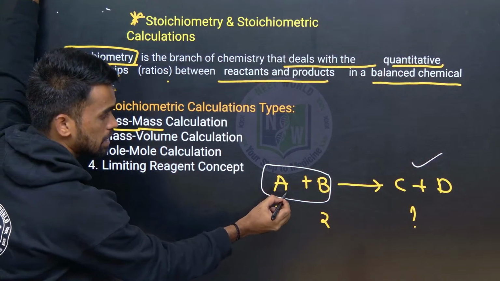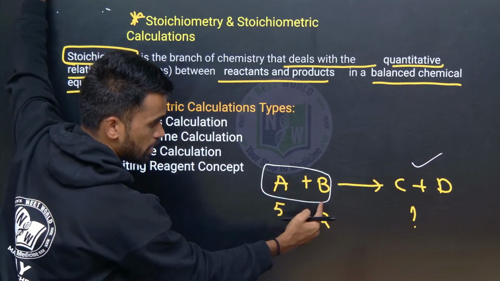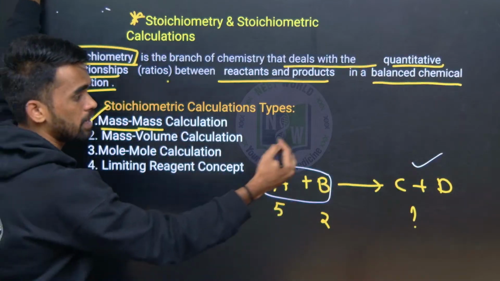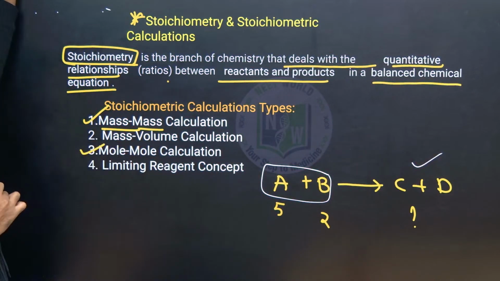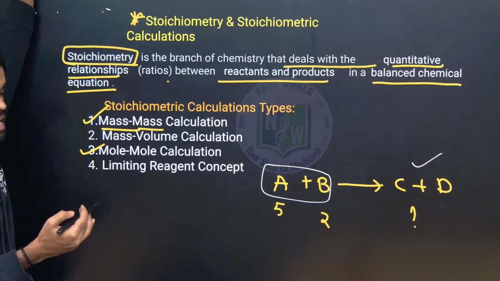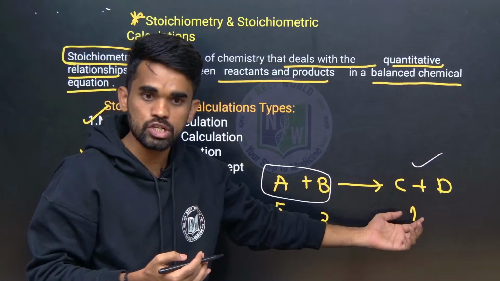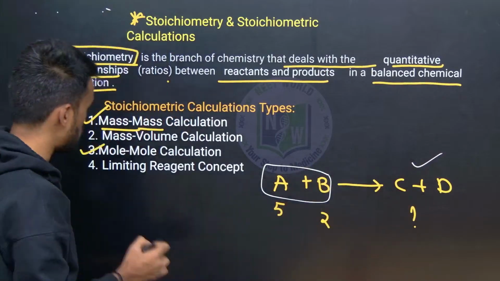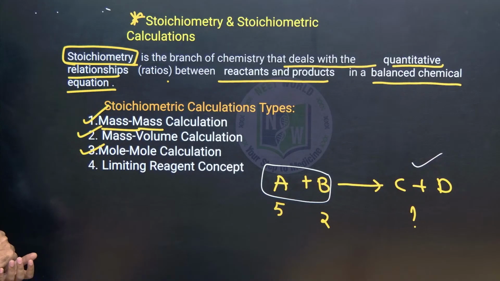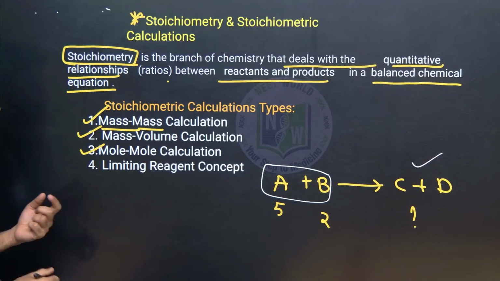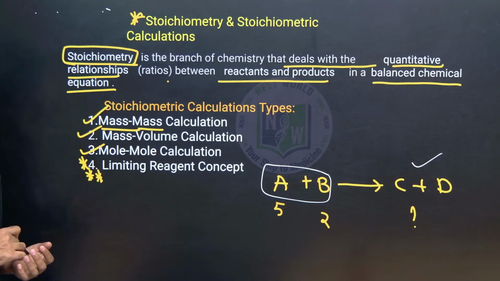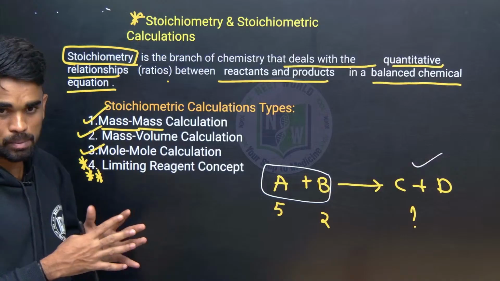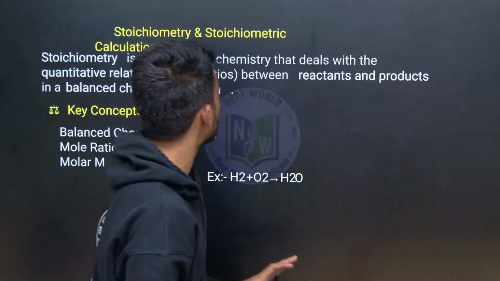We can also calculate, if 2 moles of B and 5 moles of A combine, how many moles of C and D are formed? That is the mole-mole ratio. We can also calculate mole-volume ratio and mass-volume ratio, which I have mentioned here. One more concept is the limiting reagent and excess reagent concept. We will be discussing that in upcoming sessions. So let us start the basic understanding here.